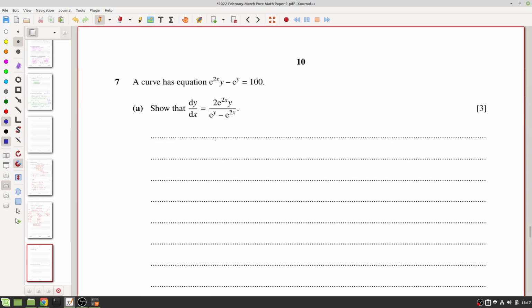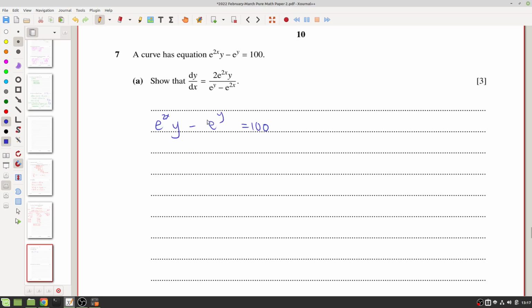A curve has this equation. Okay, let me write down that equation. e to the power 2x times y, minus e to the power y equals 100. Okay, we have to show that the derivative with respect to x equals this. So here we are going to have to do implicit differentiation, or at least that's what I would do. Definitely the easiest way to do this, because it's much more difficult to separate out the y's by themselves. But if you gave that a go, let me know in the comments how you did that, and let's compare the answers.